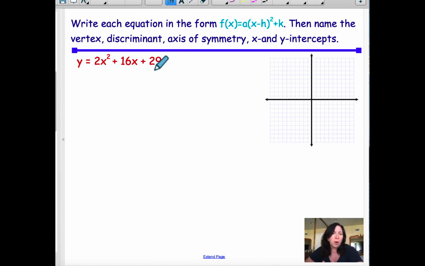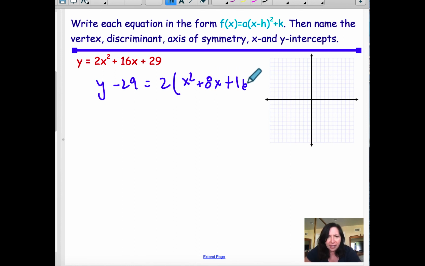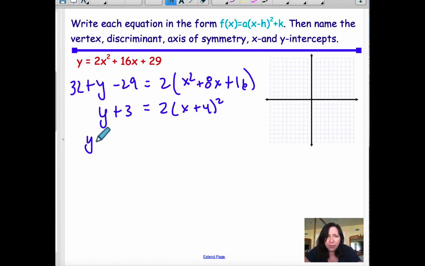So just one last problem. We're going to find the vertex. So move this over. We get y minus 29 is equal to 2 times the quantity x squared plus 8x. Half of 8 is 4. 4 squared is 16, but I'm actually adding 32 to both sides. On the right, I get 2 times x plus 4 quantity squared. On the left, I get y minus 29 plus 32. And putting this in vertex form would be y equals 2 times x plus 4 quantity squared minus 3.